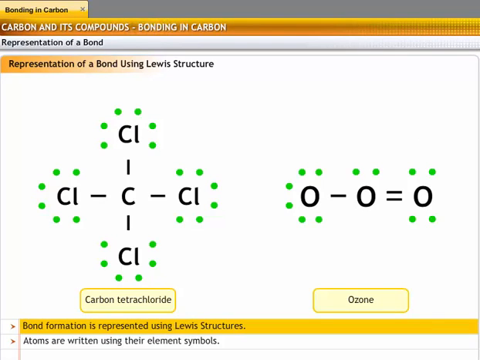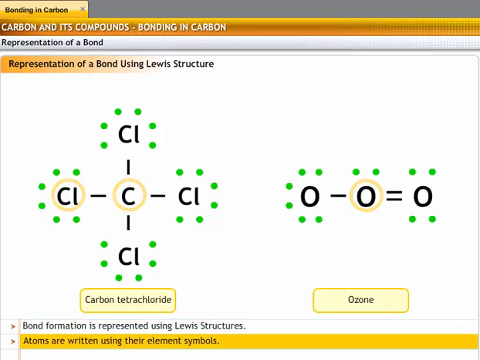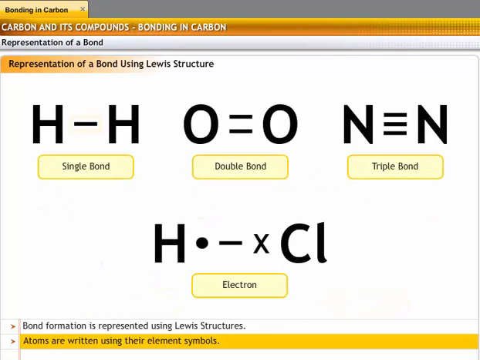A Lewis structure is a type of shorthand notation. In this method, atoms are written using their element symbols. Lines are drawn between atoms to indicate chemical bonds. Single lines are single bonds. Double lines are double bonds. Triple lines are triple bonds. Dots and sometimes the symbol X is used to represent an electron.